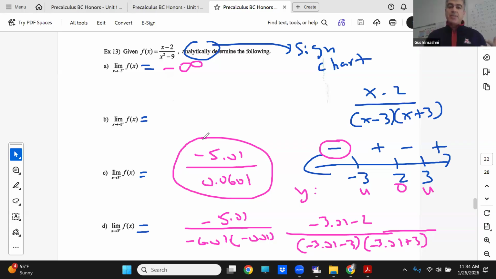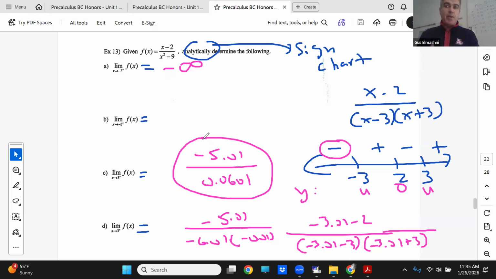But the sign chart helps. That's the analytical part, because you're analytically breaking down this rational function into things that cause these shifts in sign for y, whether it's positive or negative. And if y is negative, you're below the x-axis. And as you get closer and closer to -3, you're going towards negative infinity, because it's negative before you get to -3.